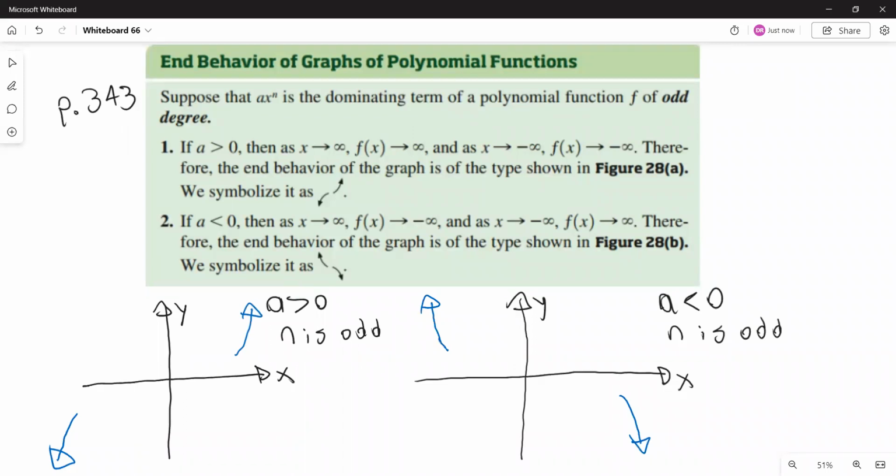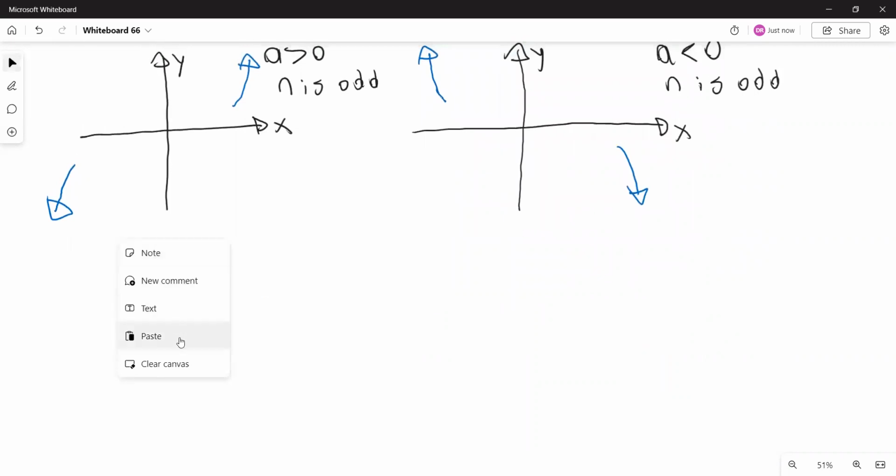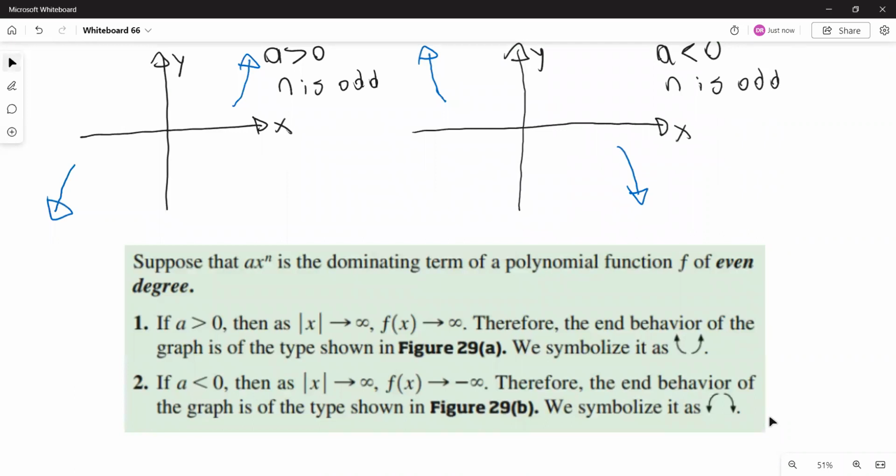And when the degree is even, let's copy the next part. That's a continuation of that green box. Suppose that a x to the n is the dominating term of a polynomial function of even degree. If a is positive, then as the absolute value of x approaches infinity, f of x approaches infinity.